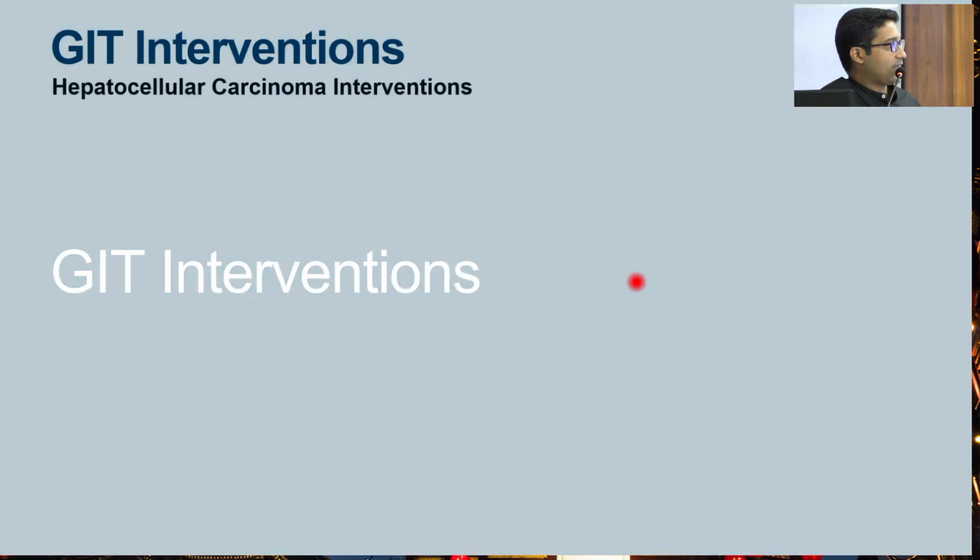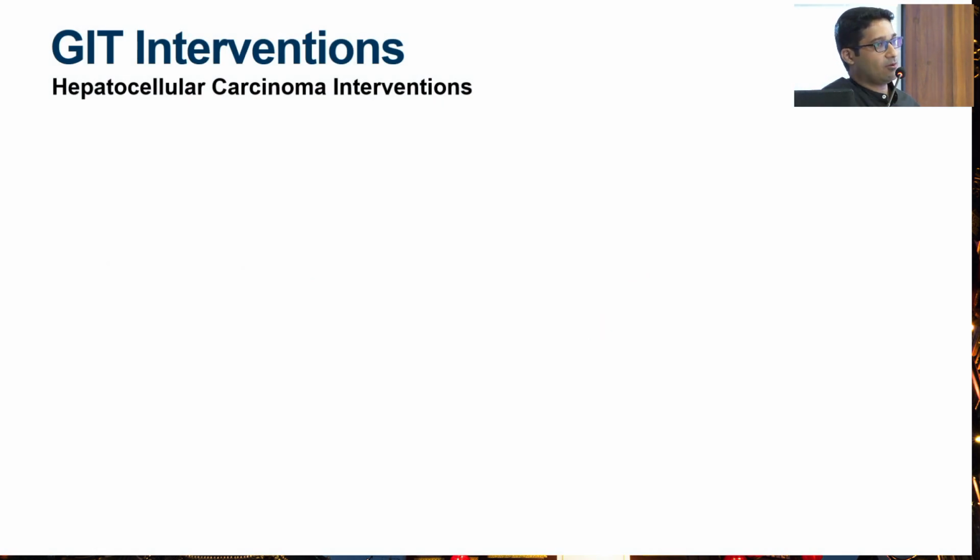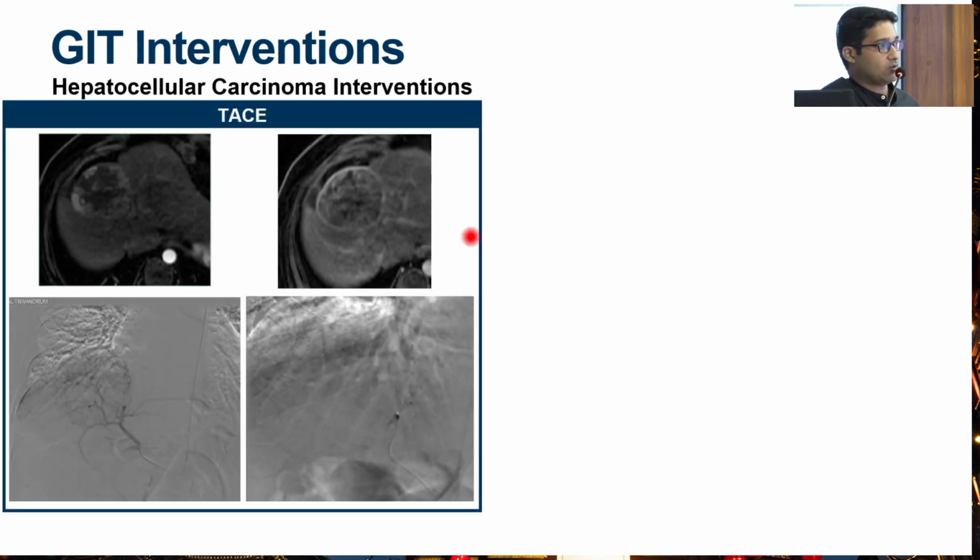Now, coming to the gastrointestinal system, one area where IR has revolutionized treatment and is probably now a standard of care is with regard to hepatocellular carcinoma. So this was one of our patients who had a large HCC in segment 8 of the liver. We did what is known as a transarterial chemoembolization, wherein angiographically we cannulate the feeder artery and then embolize it with a chemotherapeutic agent, which was epirubicin in this case, and the post-procedure MR shows complete response.